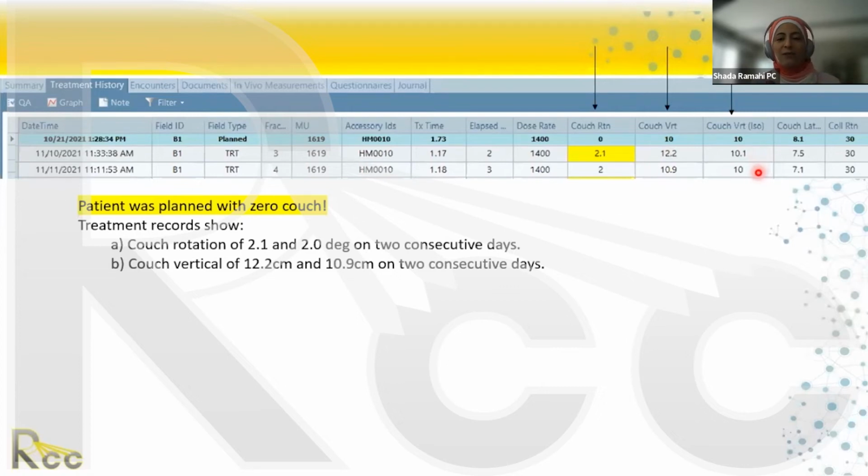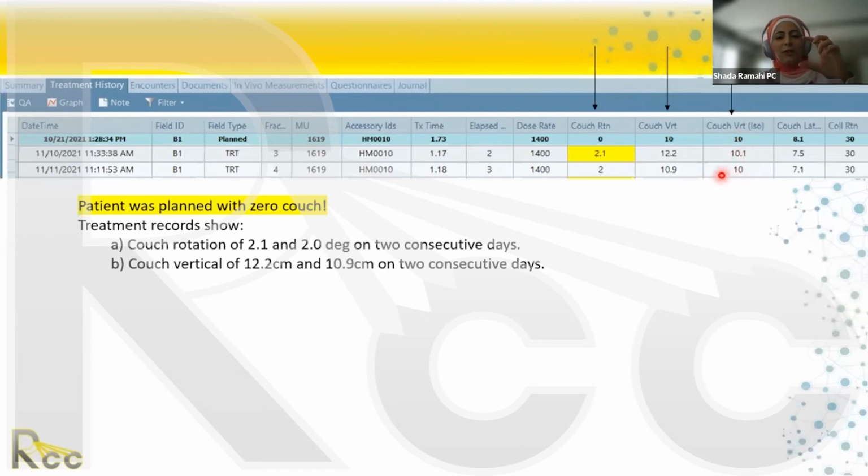And what's the difference between couch vertical ISO and couch vertical? Couch vertical is the absolute number. Okay, this concerns this planning system only, and people who use it know which planning system this is. But probably you also have something similar in the record and verification, if you have a different record and verification. This is ARIA to be exact. And couch vertical ISO is concerning the tumor itself.